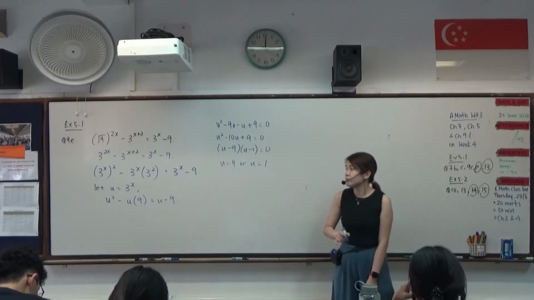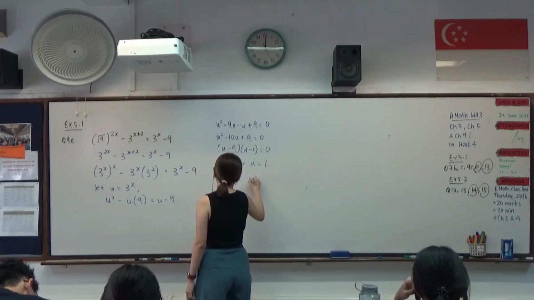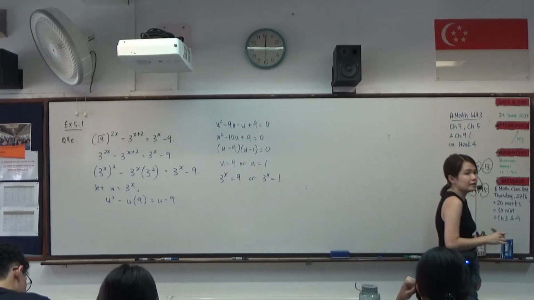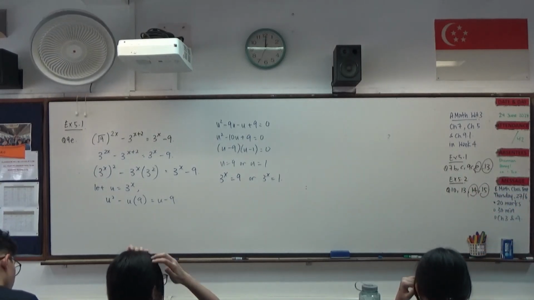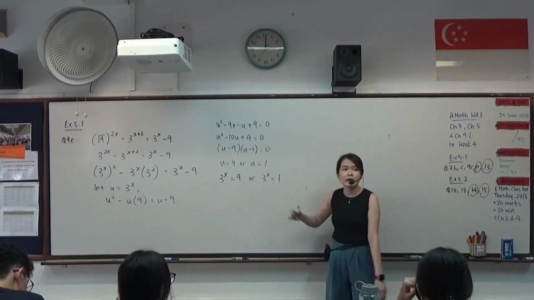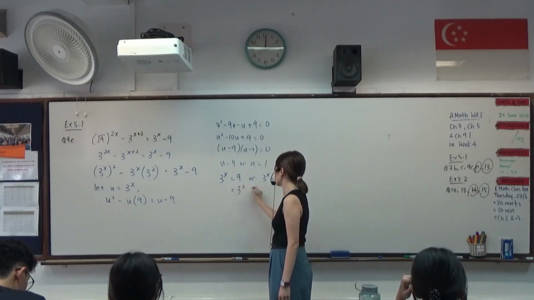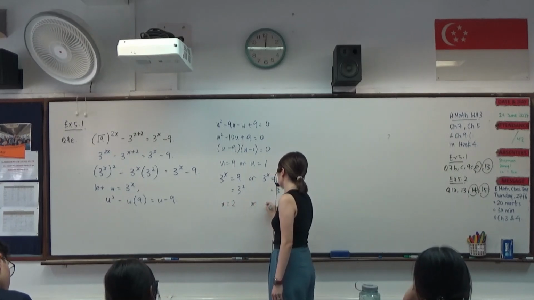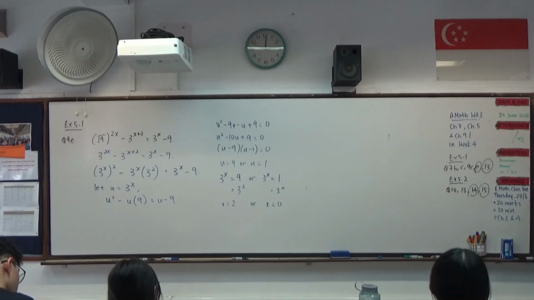Not forgetting that you have to solve for x, not for u. So 3 to the power of x equals 9, otherwise 3 to the power of x equals 1. So x will actually be equal to 2, otherwise 0, by comparing the powers.